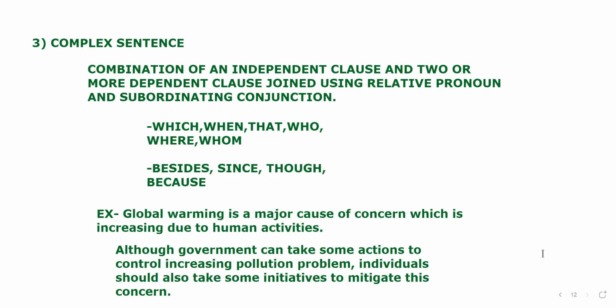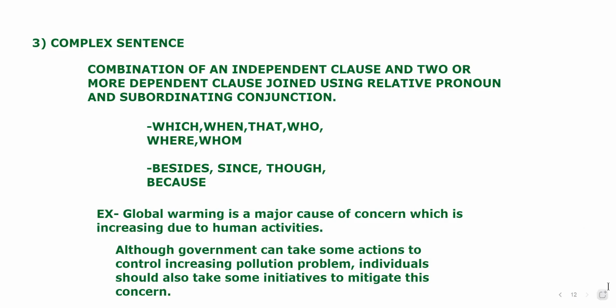Ma'am, where is the dependent clause in the second one? Since it is using "although" as the conjunction, the dependent clause is: individuals should take some initiative to mitigate this concern. Which concern am I talking about? So this concern, correct? Is that clear? Everybody, is that clear? Yeah.